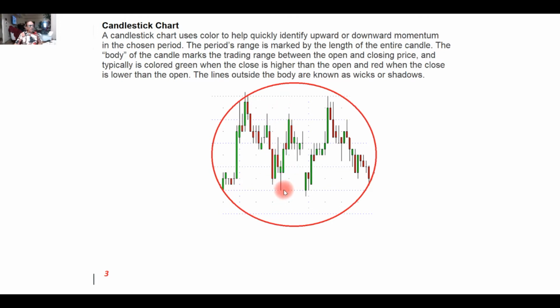And then you've got the wicks in here, showing how far down it went, and how far up it went, and where it settled. So it opened here, it closed here, but during the day it went this high, and also during the day it went this low. You notice that those bars there indicate what's coming up, and any change in trends.